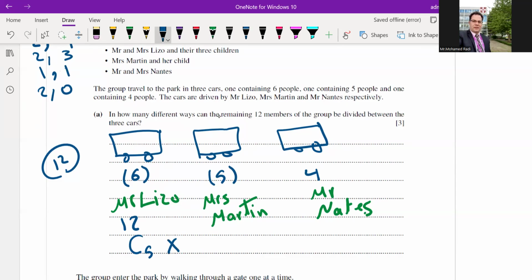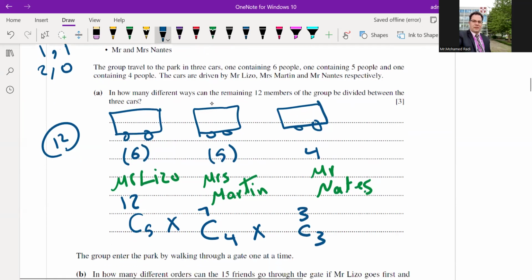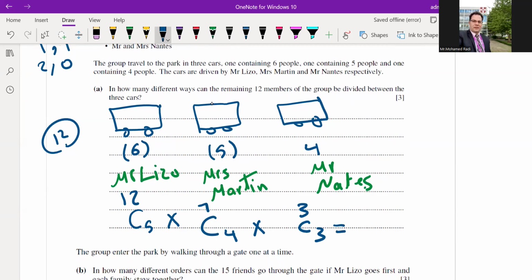So when we take 12C5, how many left? 7. So now 7. How to complete the group of 5? Still 4 needed, so 7C4 times. When we select 4 from 7, 3 left, but I need here 3, it will be 3C3, which is exactly equal to 1. So to distribute into 3 groups like this: 12C5 multiplied by 7C4 multiplied by 3C3. Answer is 27720.